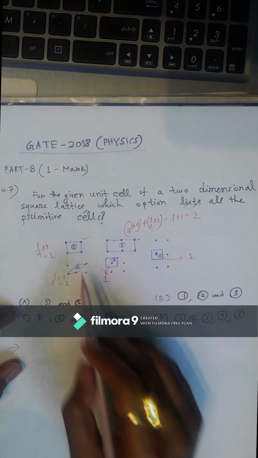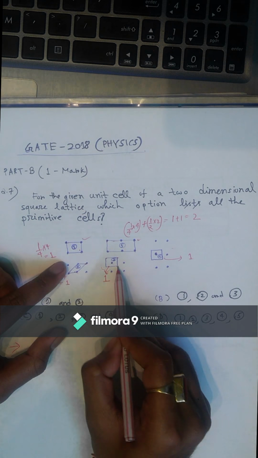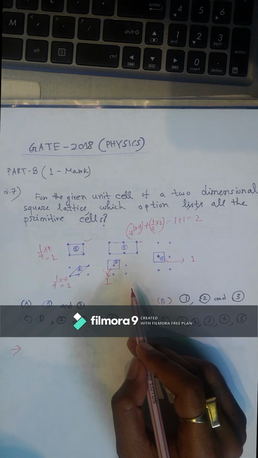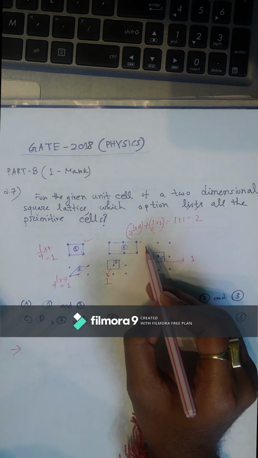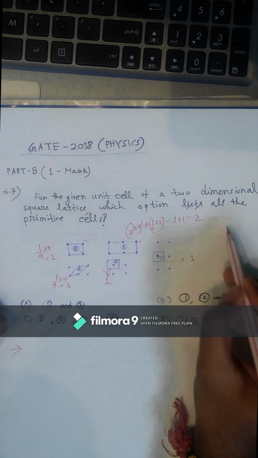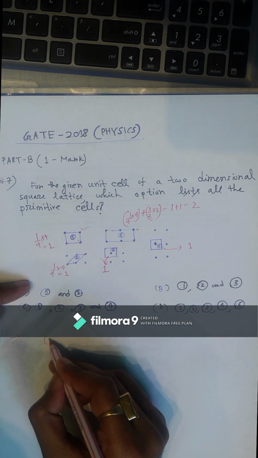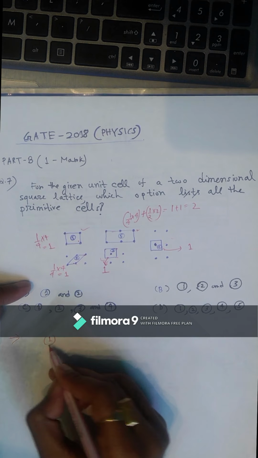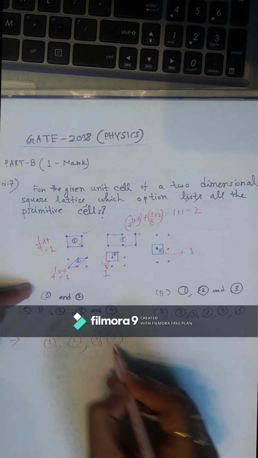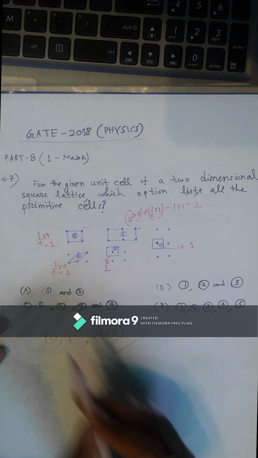So we can see that among the 5 unit cells, these 4 unit cells, 1, 2, 3, and 4, have one atom, but this fifth unit cell has 2 atoms. So this will not act as a primitive unit cell. The only primitive unit cells will be 1, 2, 3, and 4. So here we can see that option C is correct.